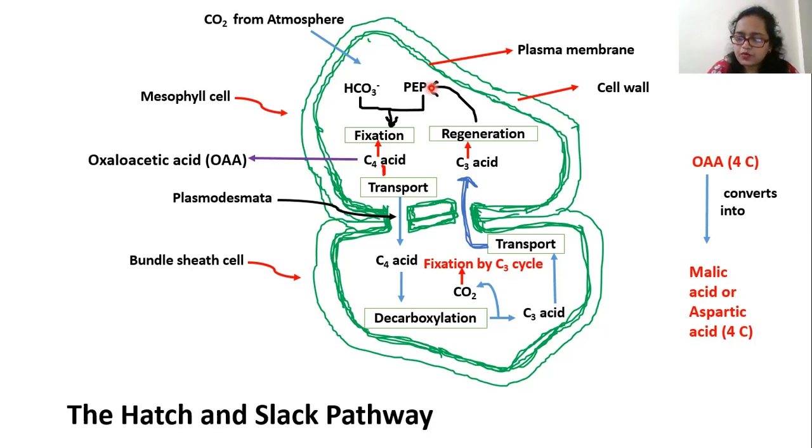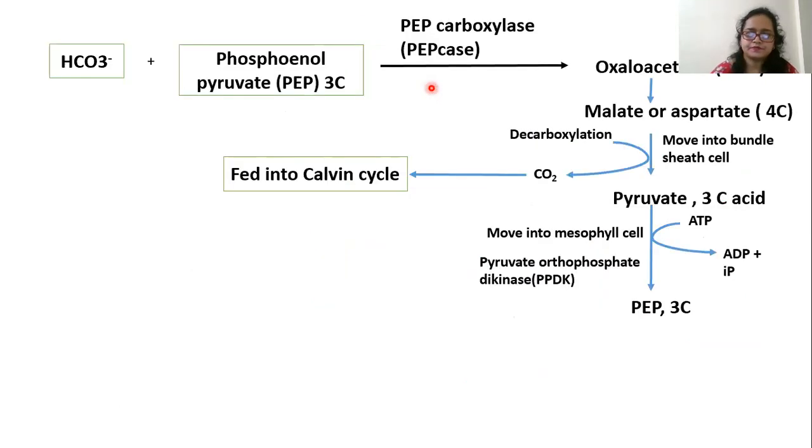So this pathway was given by Hatch and Slack. That's why it is called the Hatch and Slack pathway. So we understood the whole mechanism here. Now with the help of a flow chart, it will get more clear.